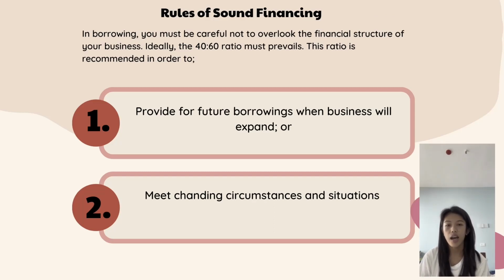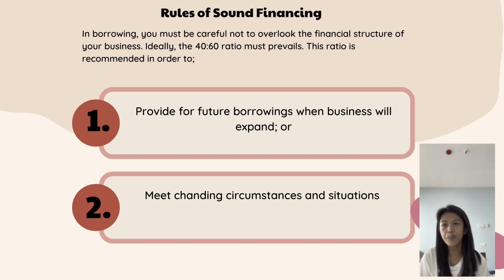Everyone, I am Roseanie Feb E. Espinosa. I'll be tackling the second half of the report. So now we will discuss the rules of sound financing. Basically, in borrowing, you must be careful not to overlook the financial structure of your business. Ideally, there is a 40-60 ratio that must prevail. So what is a 40-60 ratio? It means that only 40% debt and 60% equity must finance your business.